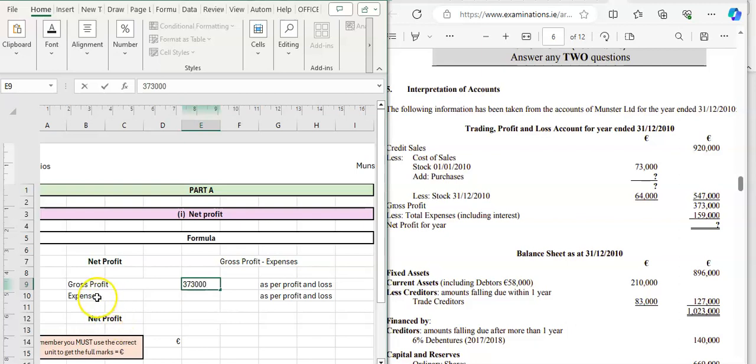Second figure we need is expenses. So our expenses are 159,000, all taken from the profit and loss account.